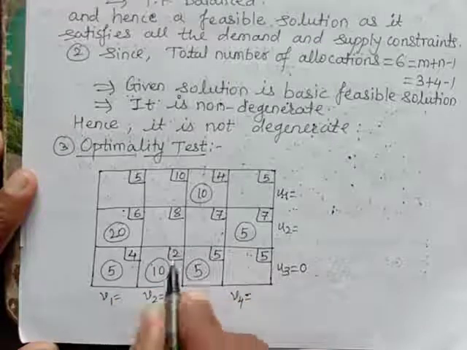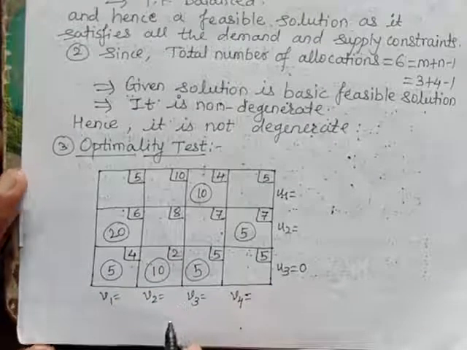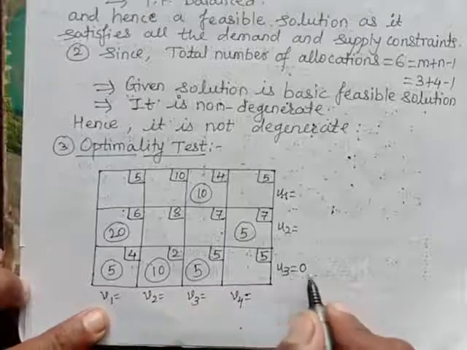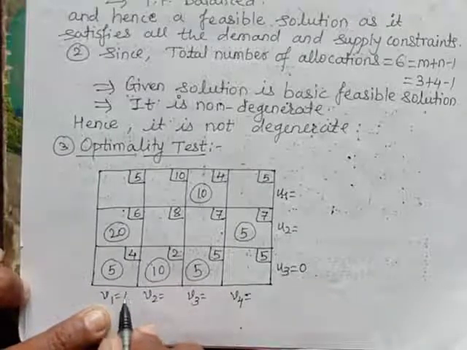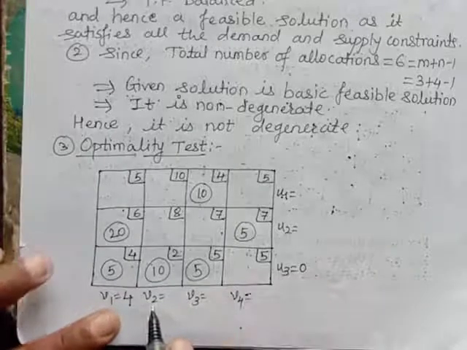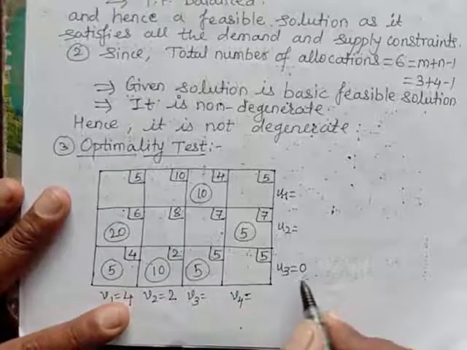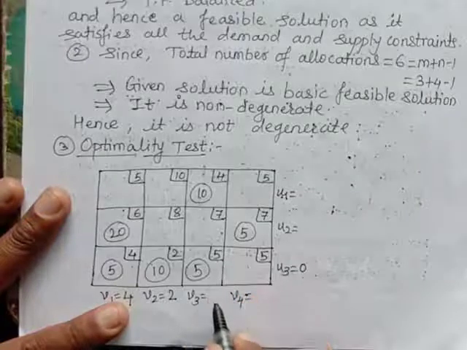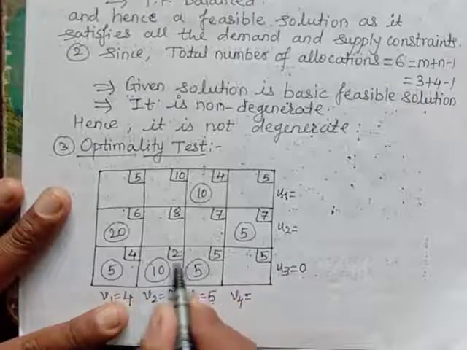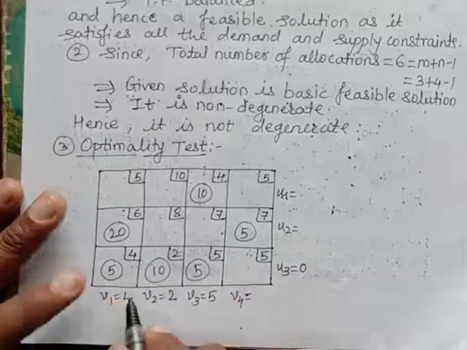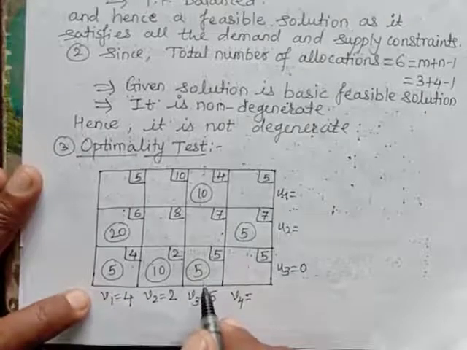So we can determine V1, V2 and V3 from that. Now V1 plus U3 is equal to 4, so V1 is 4. V2 plus U3 is equal to 2, so it will be 2. V3 plus U3 is equal to 5, so it will be 5. Cost. We have to look for cost. Don't look for allocations. Don't make these mistakes now.